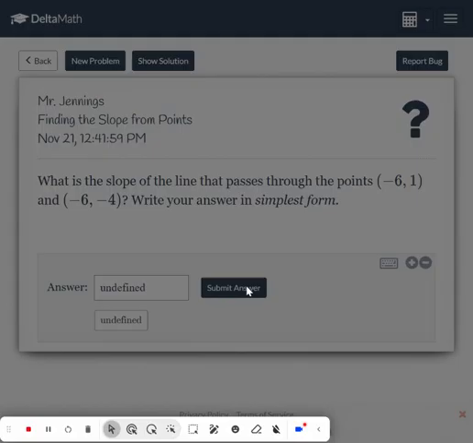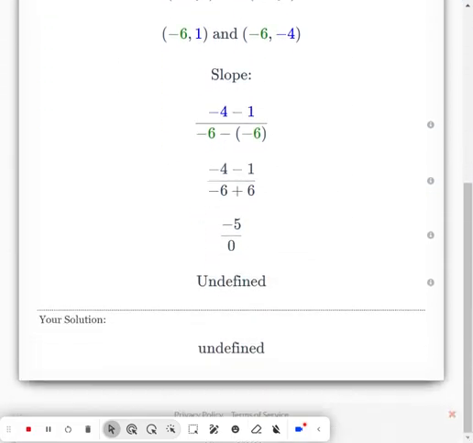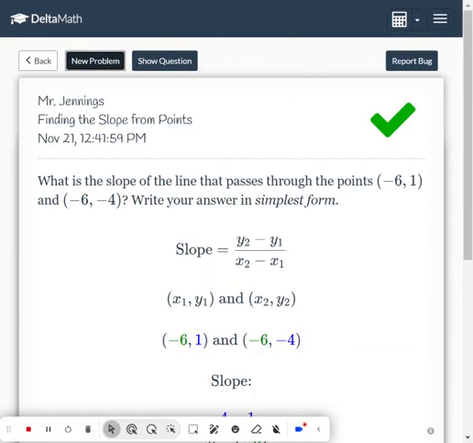So there's even a button there and I can submit the answer. Yes. Another way to do this is just visualize. You just go ahead and graph it quickly on a piece of scrap paper. Here's the point negative 6, 1. Here's the point negative 6, negative 4. Negative 6 in the x, 1 in the y. Negative 6 in the x, negative 4 in the y. And if I notice that those points are stacked on top of one another, that's an undefined slope, vertical line.